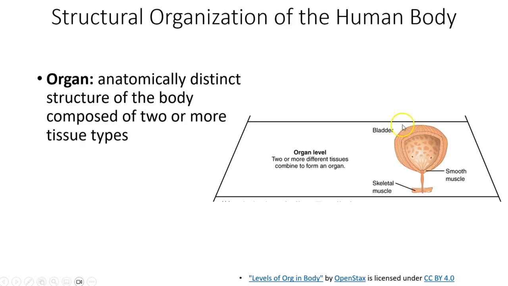And so, for example, the bladder is made up of two different types of muscle cells or muscle tissues, as well as some different types of epithelial tissue. So epithelial tissues are going to be what lines the inside and outside of the bladder as well.